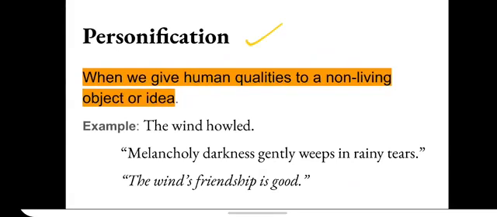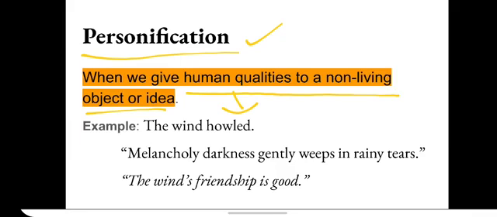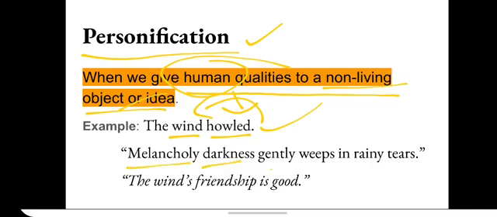Let's get on to the next category, which is also common, known as personification. In this figure of speech, we attribute human qualities to a non-living object or idea. So we know what human qualities are, like the wind howls. When we say human quality, we are not only talking about humans, right? We are also talking about animals and living beings here. So the wind howls. Howl usually means cry. So the wind cries with the sound woo, right? Normally wind cannot cry. We are giving one human quality to wind, which is a non-living object. Like from the poem Rain on the Roof: melancholy darkness gently weeps in rainy tears.